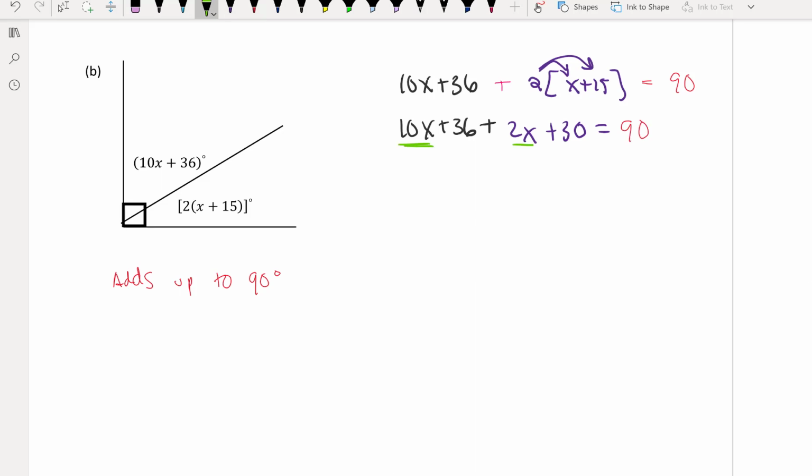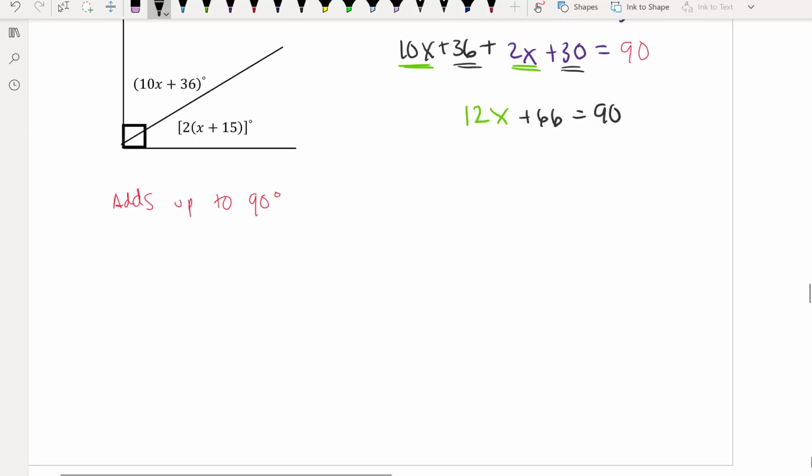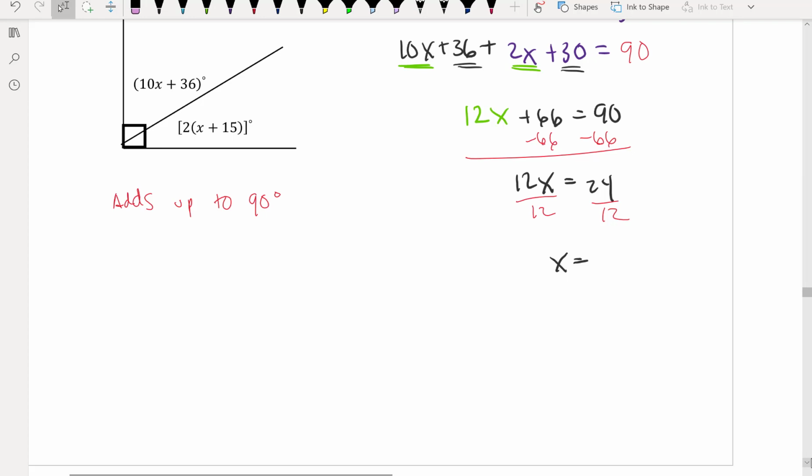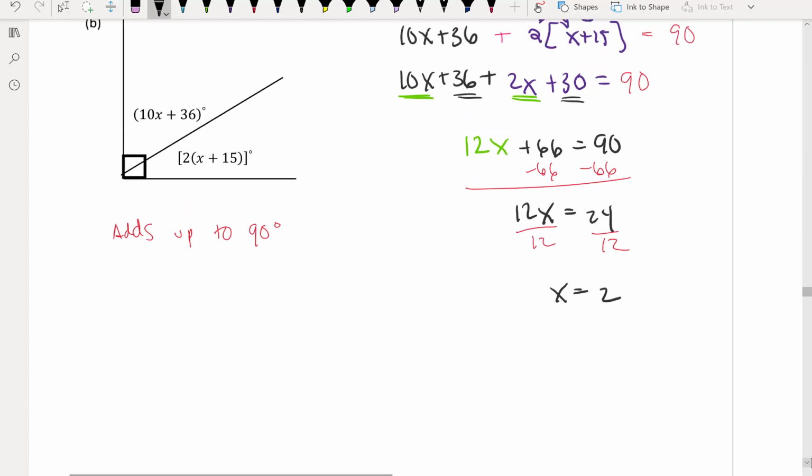Now, adding all of my x's together, 10x plus 2x, that's going to give me 12x. And I have 36 plus 30, which is going to give me 66, is equal to 90. So now subtract 66 from both sides. So that 12x is equal to 90 minus 66, which is 24. So if I divide by 12 on both sides, then 24 divided by 12 is going to give me 2. So this is the value of x.